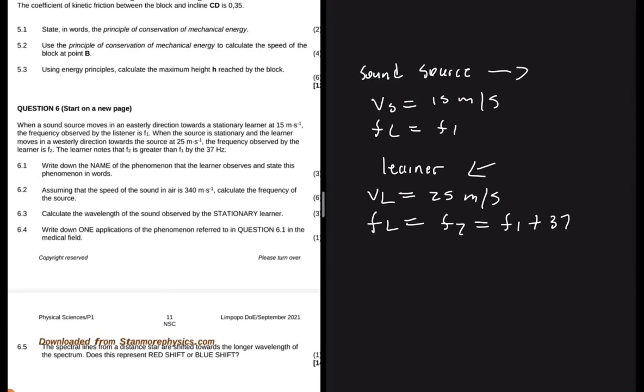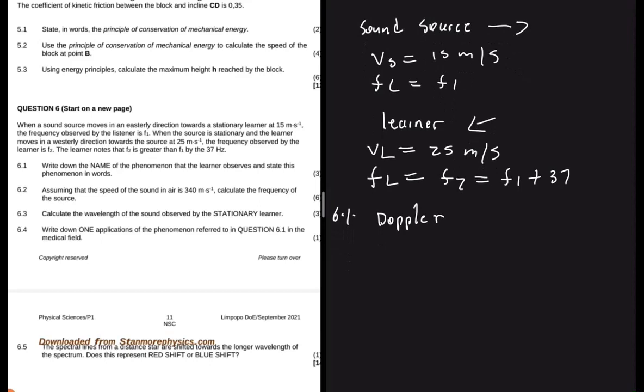And then 6.1 says write down the name of the phenomenon that the learner observes and state this phenomenon in words. So we know that the phenomenon is the Doppler effect, right? Because the observed frequency and the emitted frequency are different because of the relative movement between the sound source, the listener, and the speed of sound in air.